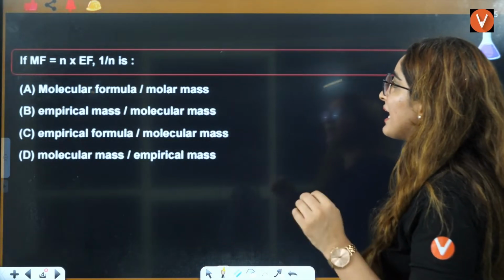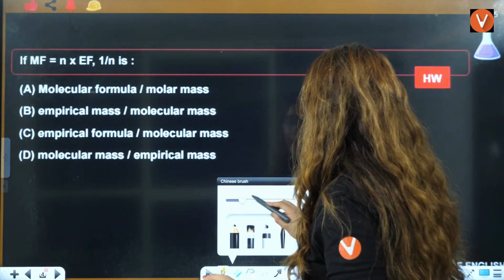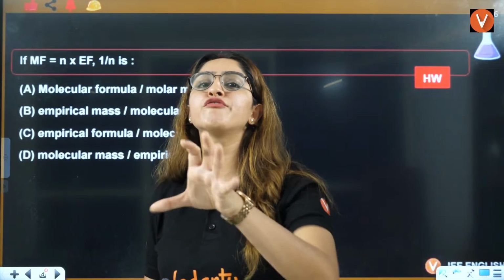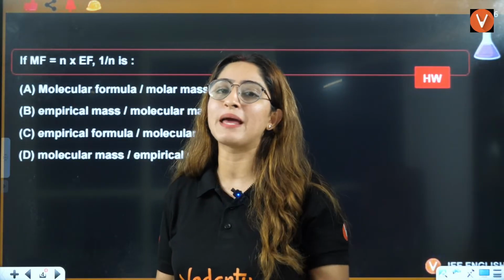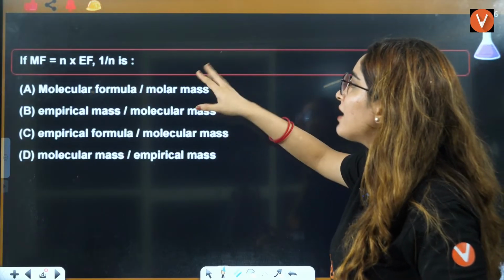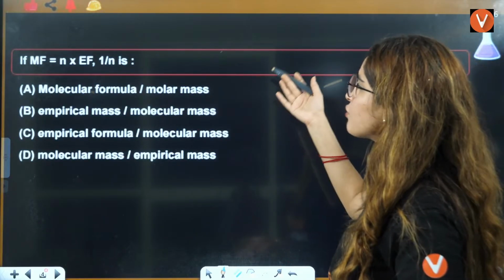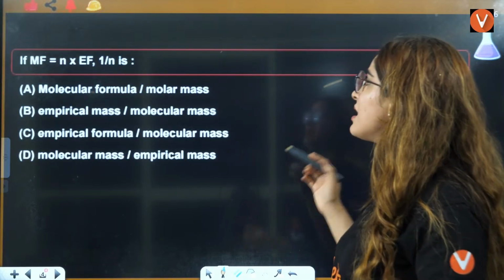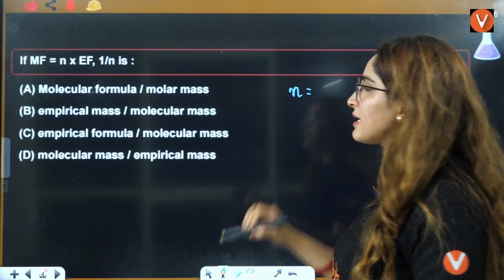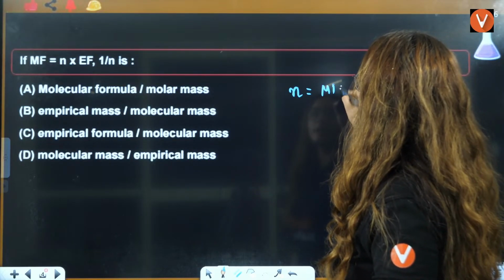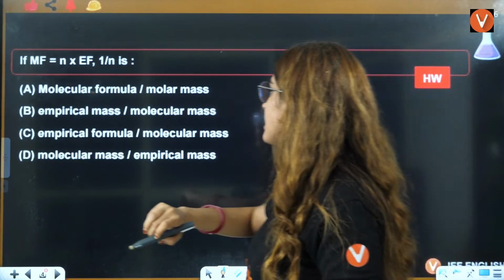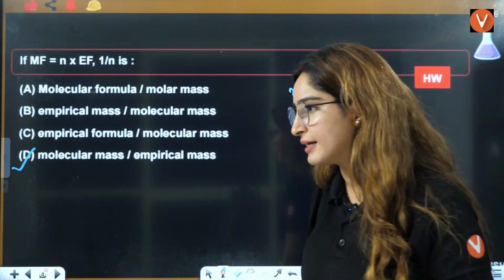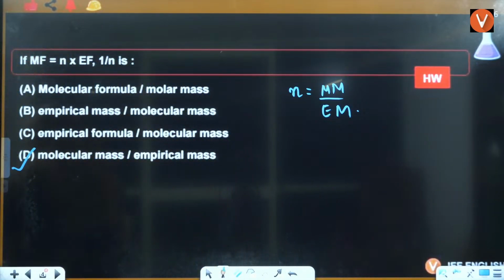Next was, if molecular formula is equal to N into empirical formula, then what is 1 by N? Now students, it's very simple. We are going to ask in terms of formulas or mass. So what is N? N is nothing but molecular mass divided by empirical mass. So D is the correct answer here. Easy, ma'am? Yes, very good.